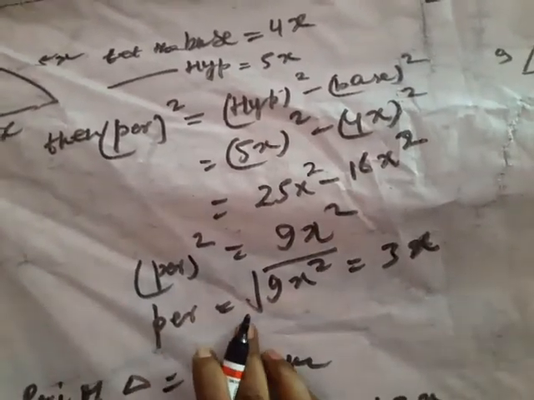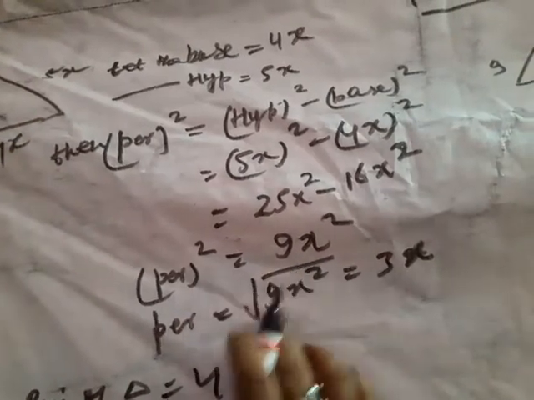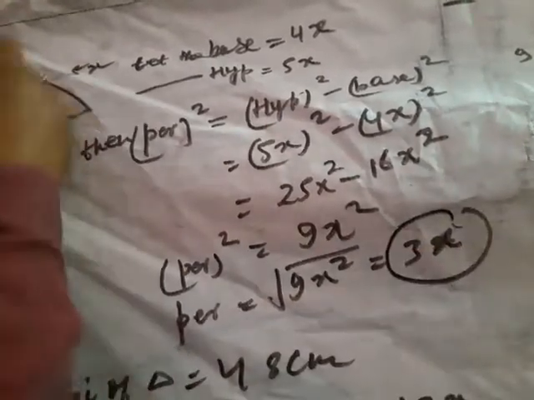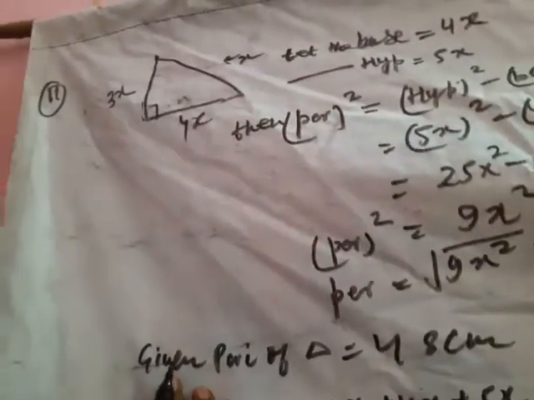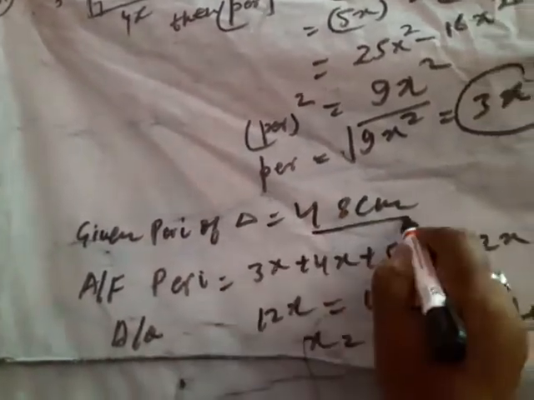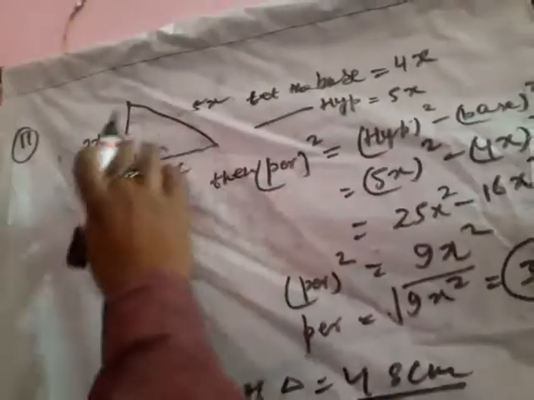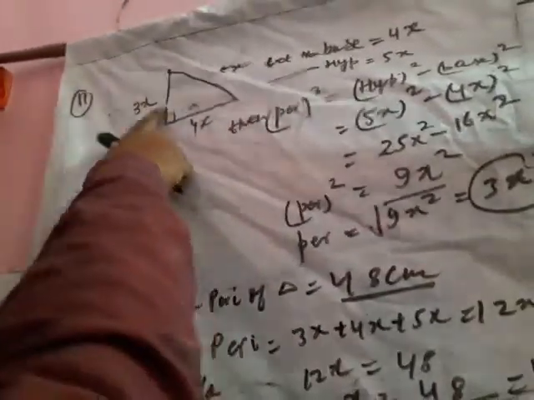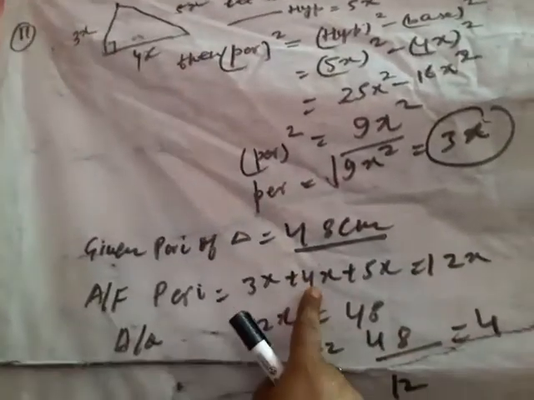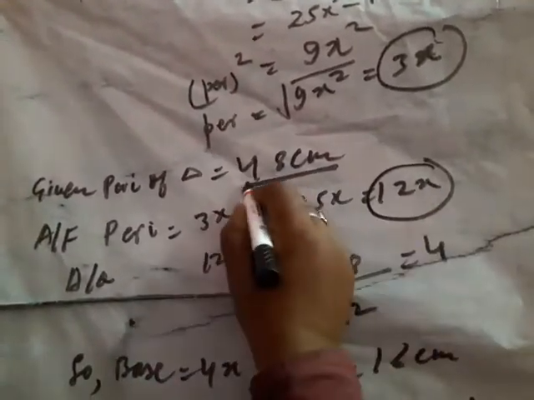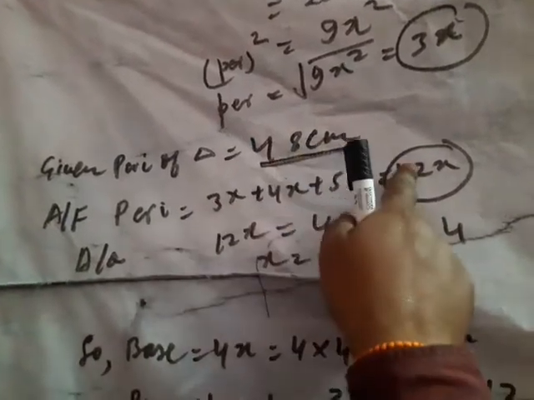Now perpendicular is equal to square root 9x square. Square root of 9 is 3 and of x square is x. So this is perpendicular 3x. Given perimeter in the question, perimeter is given 48 centimeter. Perimeter means sum of all three sides. And according to the figure, if you find the perimeter, then this plus this plus this, 3x plus 4x plus 5x is equal to 12x. This is the perimeter according to the figure, and the given perimeter is 48, it means both are equal.